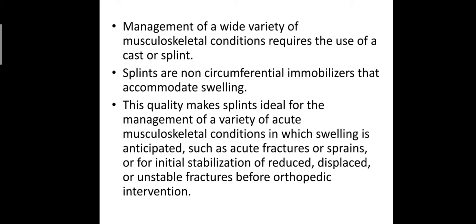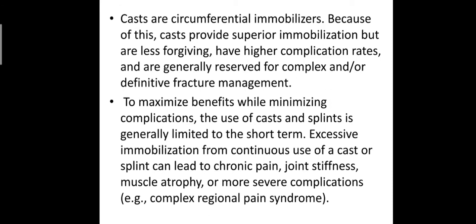So these are the uses of the splint. Casts are circumferential immobilizers. Because of this, casts provide superior immobilization but are less forgiving, have higher complication rates, and are generally reserved for complex and or definitive fracture management.